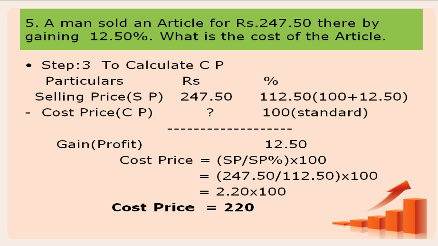Cost price is equal to selling price divided by selling price percentage into 100. Therefore, 247.50 divided by 112.50 into 100, that is equal to 2.20 into 100, that is equal to 220. Therefore cost price of the article is 220. Now we are going for the next situation.